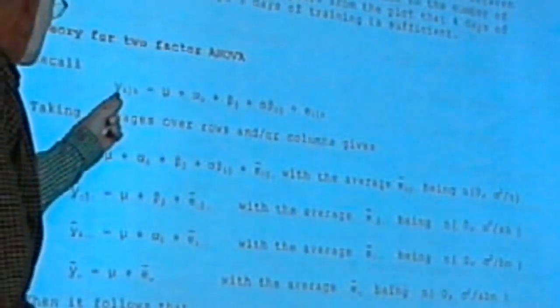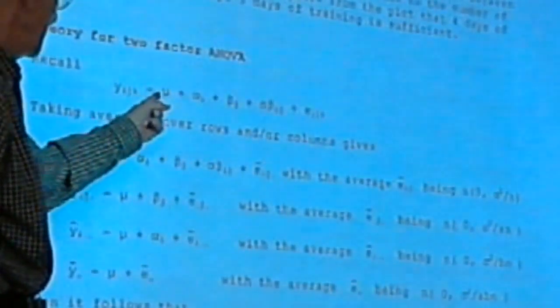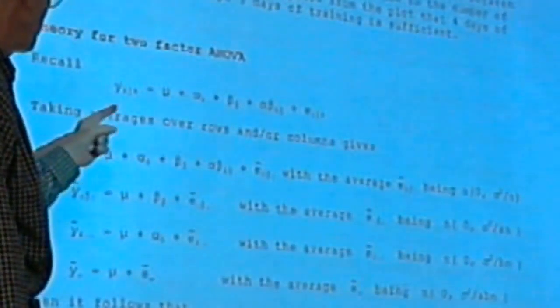Now this layout on page 5 here is pretty much identical to several layouts like this that we saw before, but there's a few new wrinkles in it that we should point out. So Yijk, that observation, is modeled that way. So if we take averages over rows and or columns, we get this.